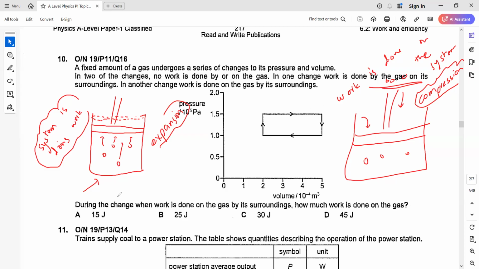Okay, fine. Now they say during the change when work is done on the gas, how much work is done on the gas? So just looking at this pressure volume diagram, how can you say work is being done on the gas? So just remember, I told you expansion is where gas does some work, right? So they're not talking about expansion. They're talking about compression. Why? Because that's where surrounding is doing some work. So where is expansion or compression happening? So if we see these arrows, it shows volume going from 5 to 2. So that's compression.